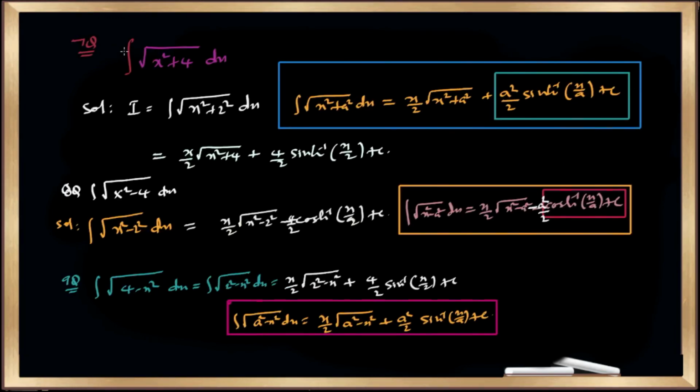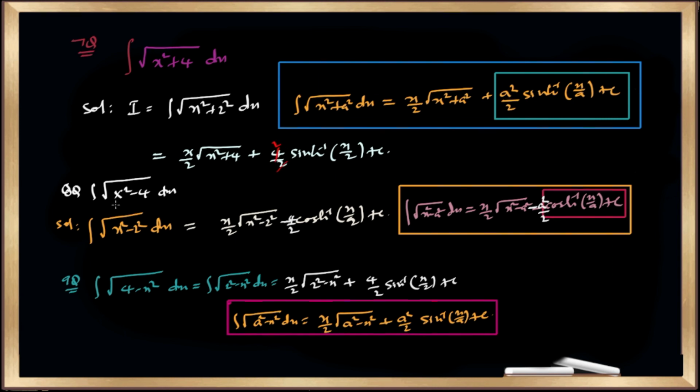Yes. Example 7. Integral of root over x square plus 4. 4 we can write as 2 square. This is in the form of root over x square plus a square. Its integration is x by 2 root over x square plus a square plus a square by 2 sinh inverse of x by a plus c. So in the place of a we have to write 2: x by 2 root over x square plus 4, plus a square means 4 by 2, sinh inverse of x by 2 plus c. So the 2 gets cancelled, it will become 2 times.